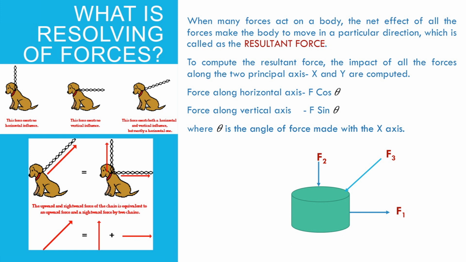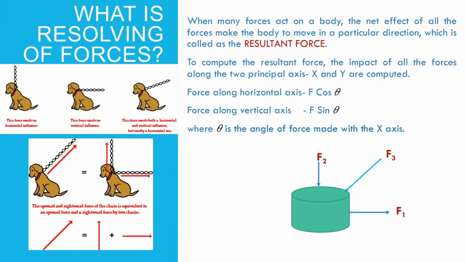Let me say the force F, which is acting at an angle on the object, the chain which is held on to the dog, is at an angle of theta with respect to x axis, and let me say the force is F1. Then my force can be resolved as F1 cos theta and F1 sin theta, where F1 cos theta represents the force along the horizontal axis and F1 sin theta represents the force along the vertical axis.